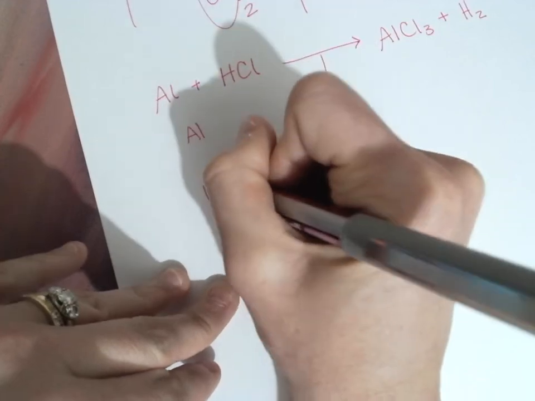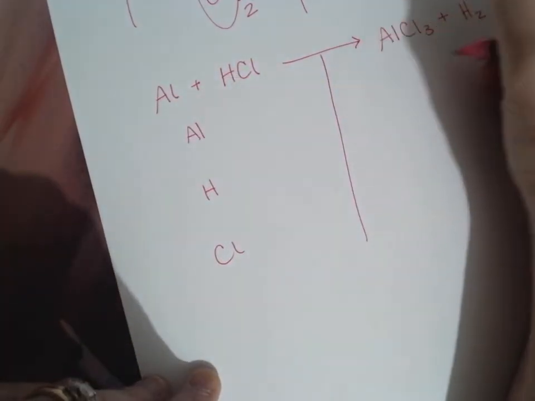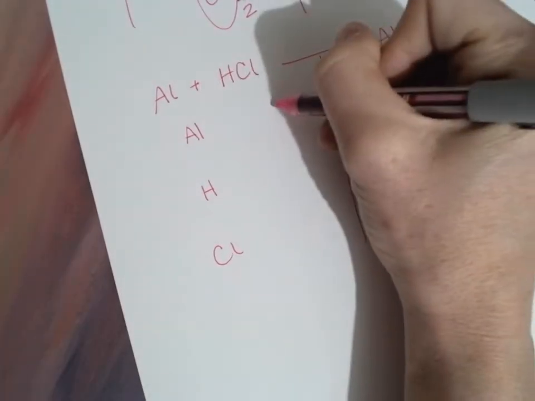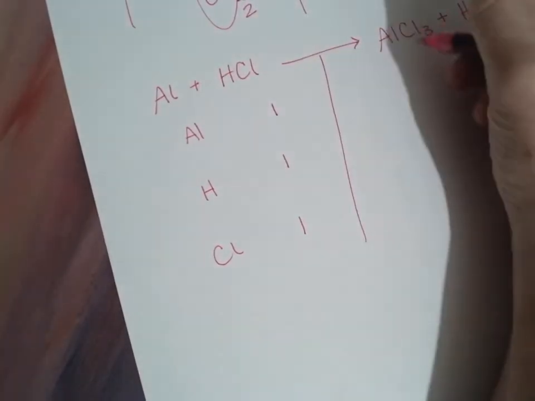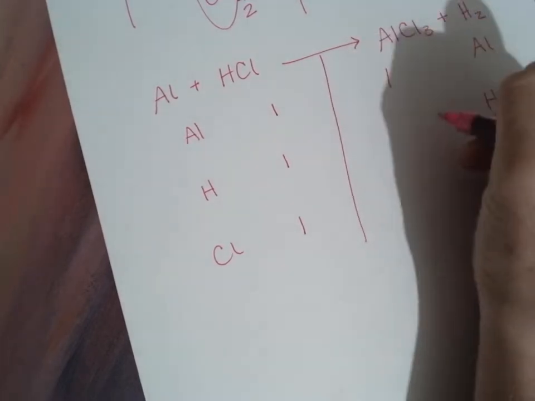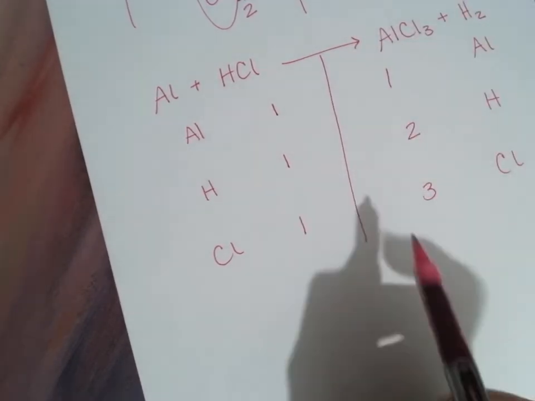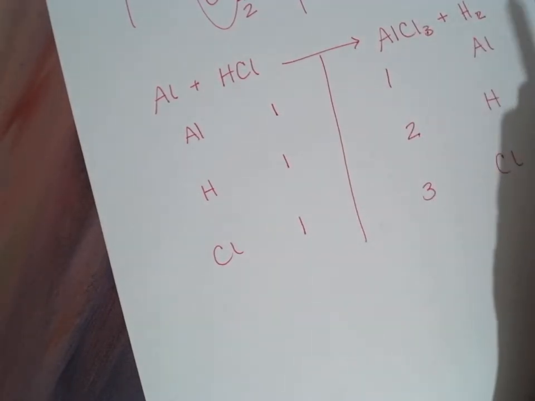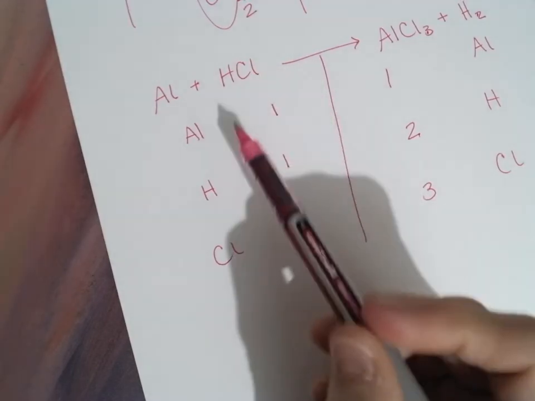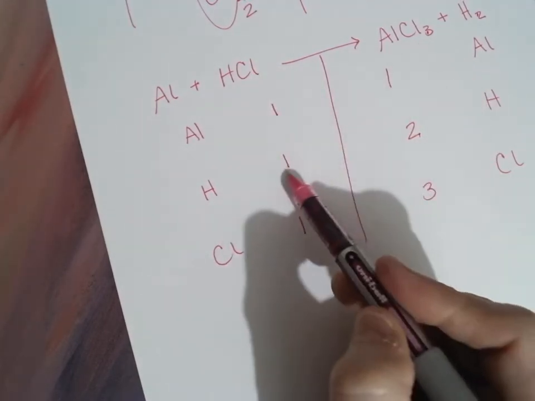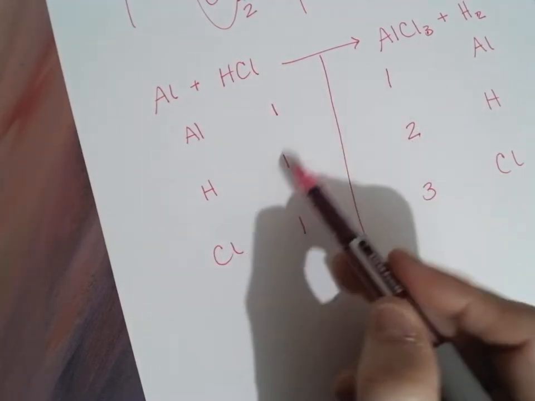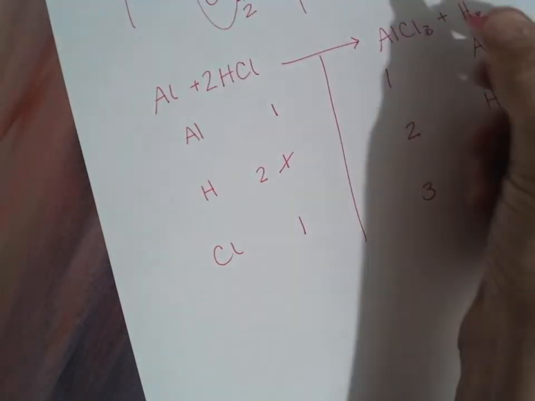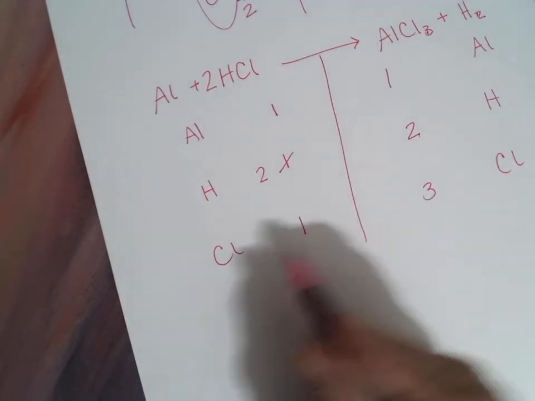Al, HCl. Okay, there's 1, 1, and 1. And over here, there's 1, 2, and 3. Okay, so the 3 is referencing this. The 2 is referencing this. And I don't know why my brain messed that up, but here we are. Okay, so I immediately know that I have to balance out this 2. So I'm going to try that. And now we're happy, but we still have this problem.